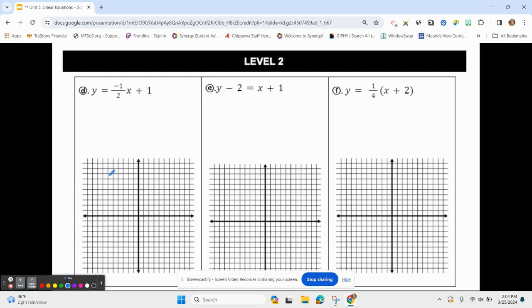Let me clear all there. So what's your slope? I see my slope here is -1/2. And my y-intercept here, my b, is 0, 1. So on D, E, and F, you get to graph using the slope-intercept. So right here, again, 0, 1, I'm going to go down 1, right 2, down 1, right 2.